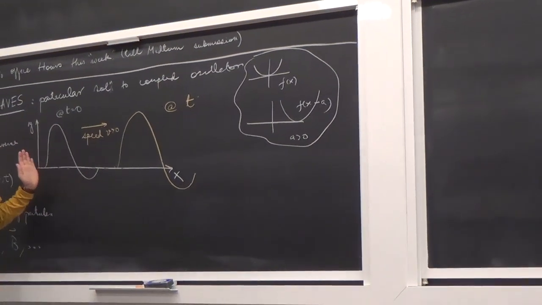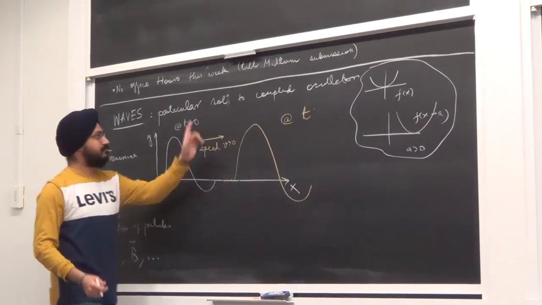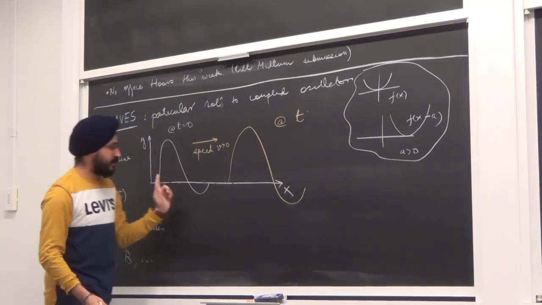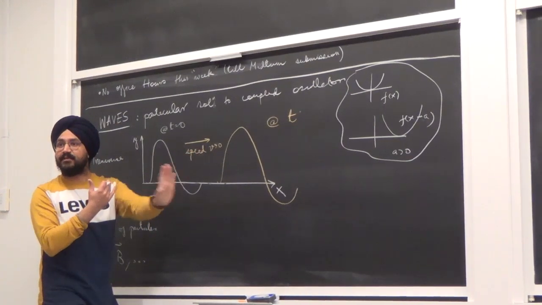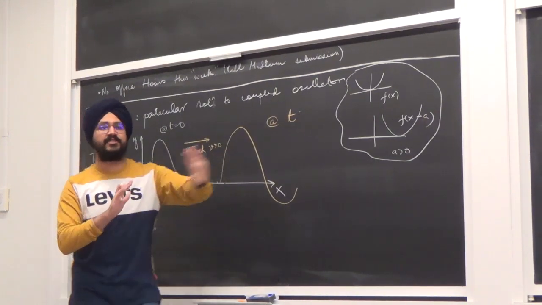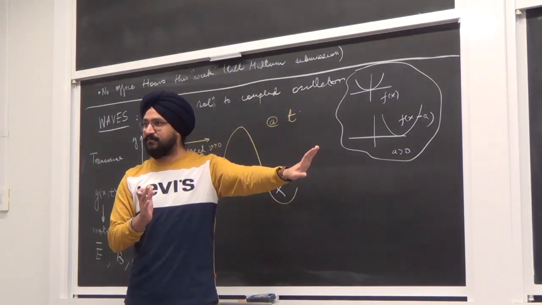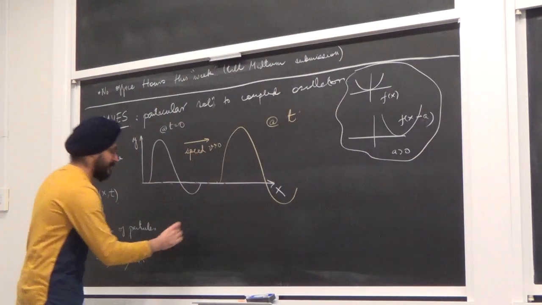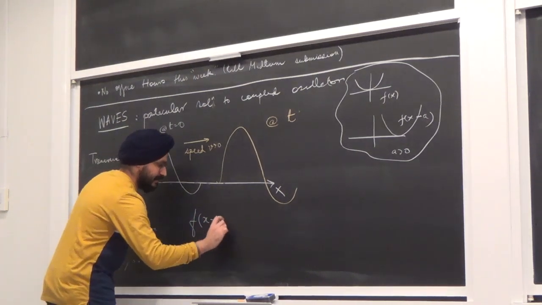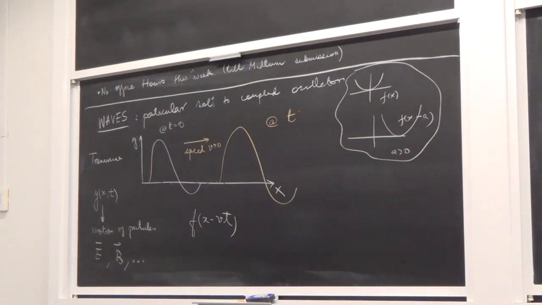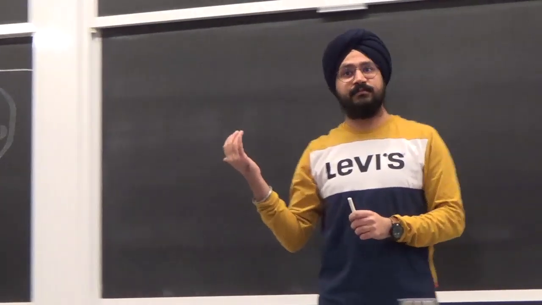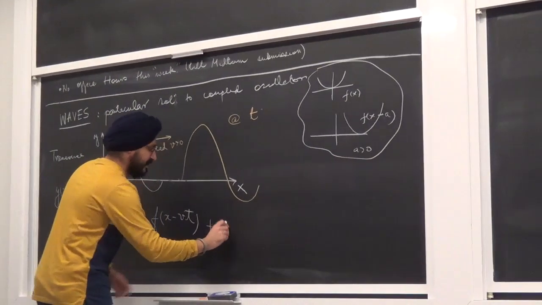Now for this, how much time did I wait? t. How much did I move by? x, that's fine. So how much did I move completely? For time t at speed v, how much did I cover? v times t. Okay. So functions of the form x minus vt are the ones which remain preserved in shape as time goes on. If you take a snapshot now, wait some time, take another snapshot, that function has moved. Okay? I could also have a solution which has a positive sign in between.